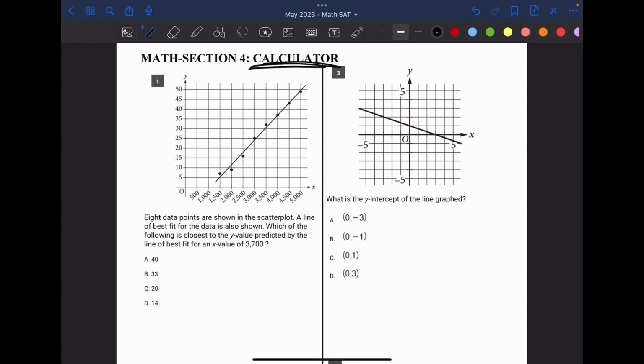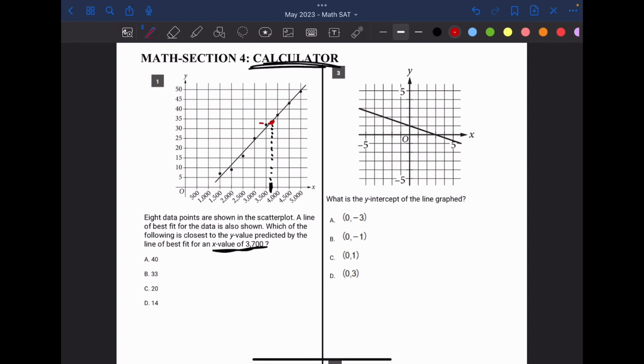And yeah, so then it's asking us which of the following is closest to the y value predicted by the line of best fit for the x value of 3,700. This is our point of interest. But yeah, so where is 3,700? It would be somewhere over here. And if you kind of trace that up to the line of best fit, you would end up somewhere over there. And then I'm going to do it in red actually, but you'd end up somewhere over there.